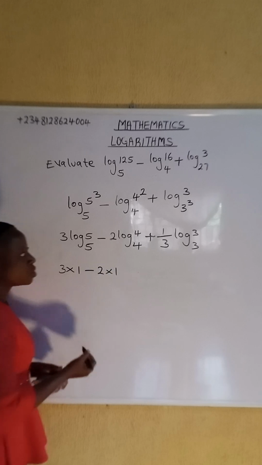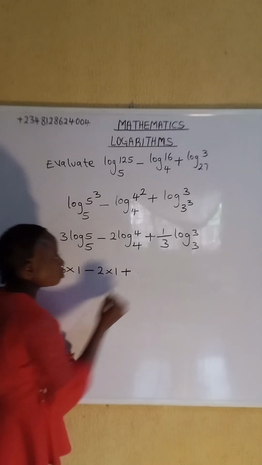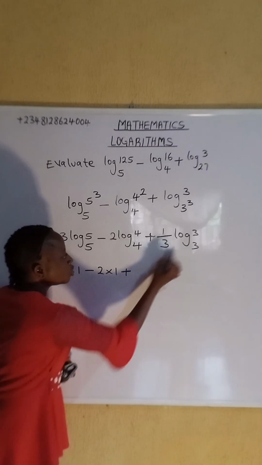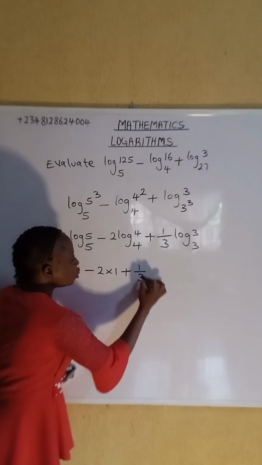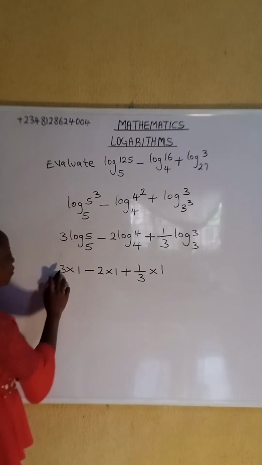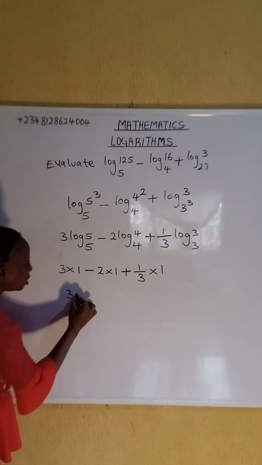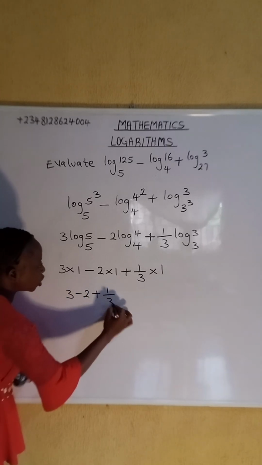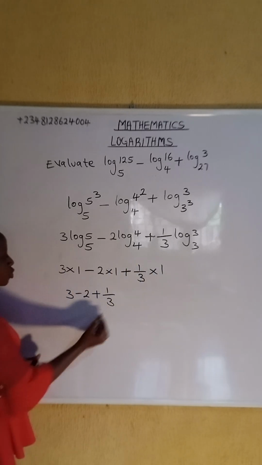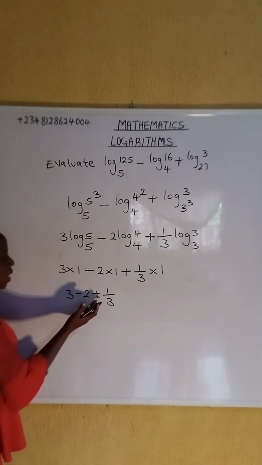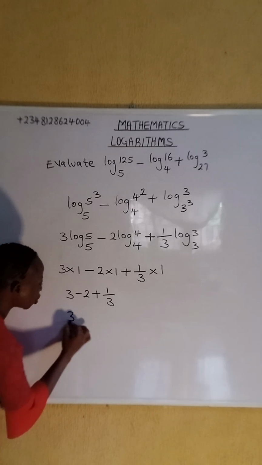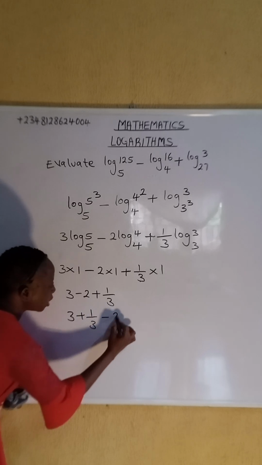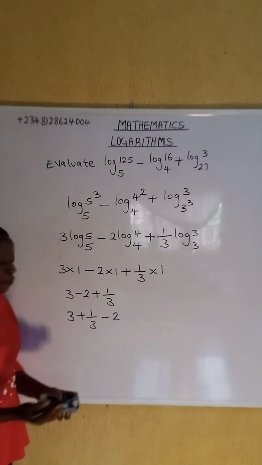2 multiplied by 1. Then plus log 3 base 3 equal to what? Equal to 1. So that will be 1 over 3 multiplied by 1. Now let's simplify it further. So 3 times 1 will give us 3. Then minus 2. Then plus 1 over 3. So 1 over 3 times 1 will give us 1 over 3. So we can simplify further. Well, let's bring the positives together. So that will be 3, plus 1 over 3, then minus 2. Then we can change everything to fraction.